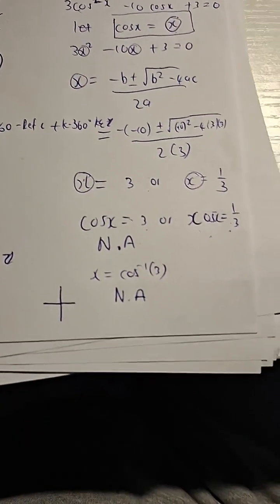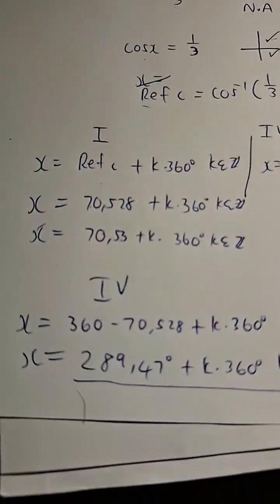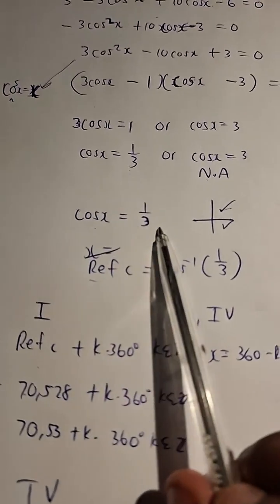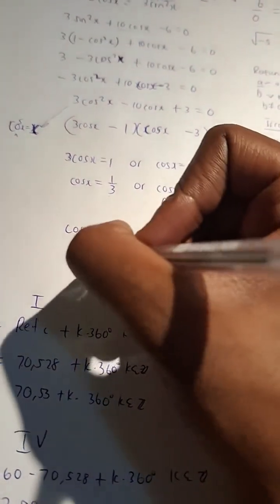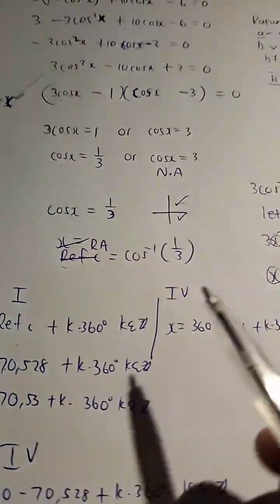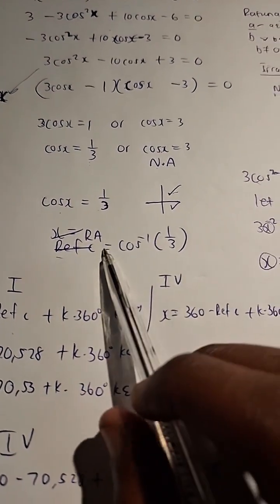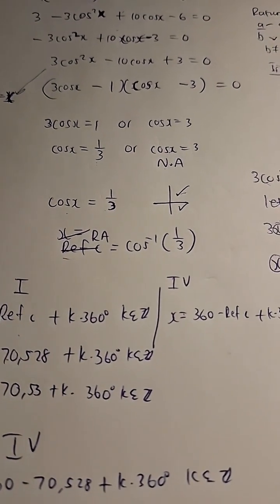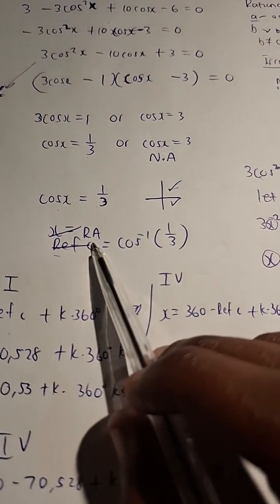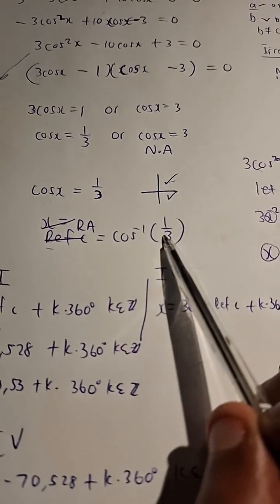But then cos x is equal to 1 over 3. There's definitely some movement you can get there. Cos x is equal to 1 over 3. So then you write down your reference angle. You guys say it's your RA. I like that. We can write RA instead of reference angle. Remember, RA, reference angle, one and the same thing. RA is equal to the inverse of cos 1 over 3.